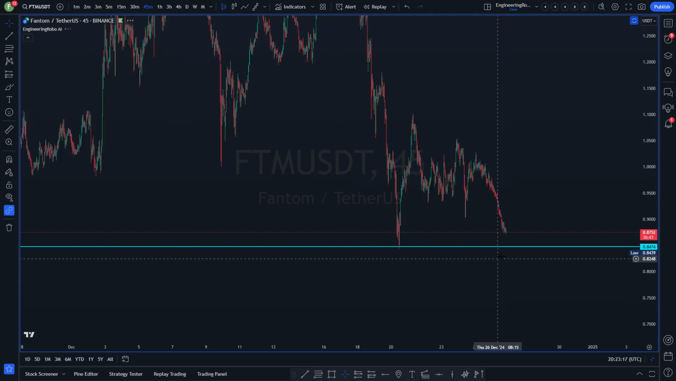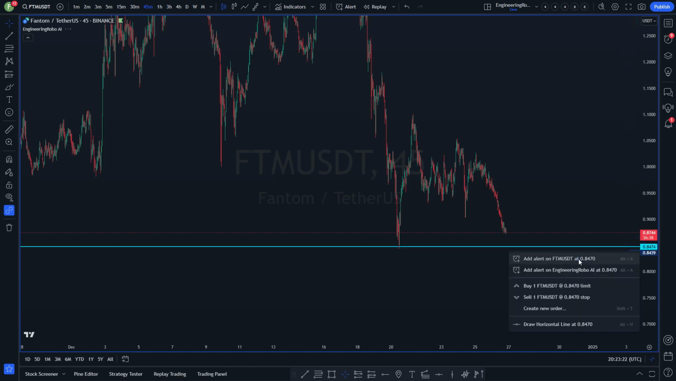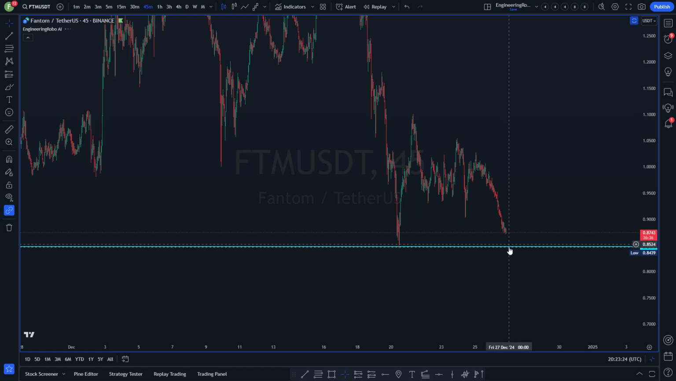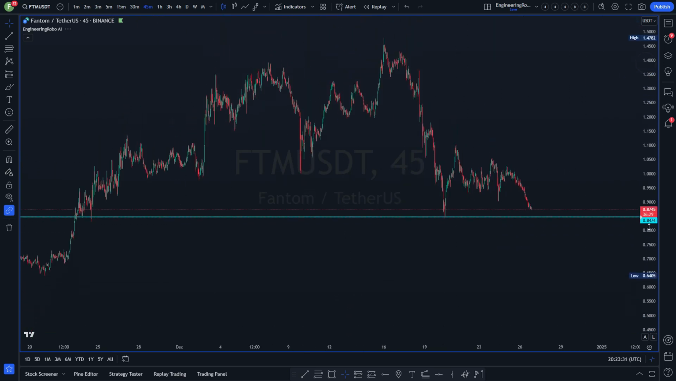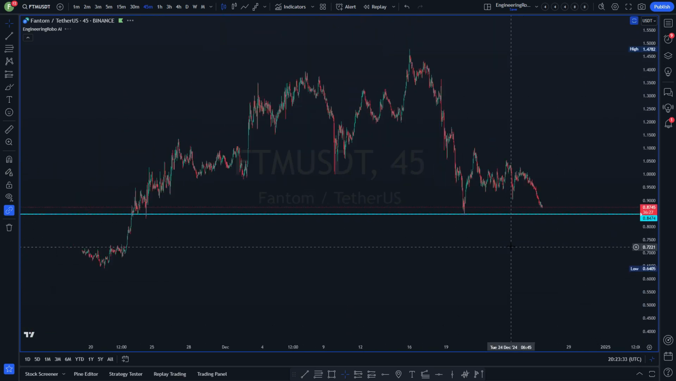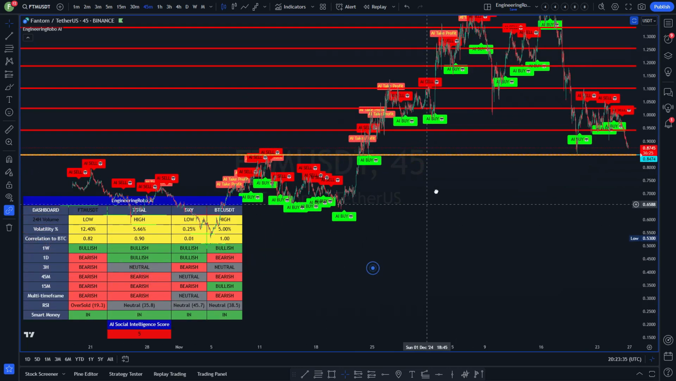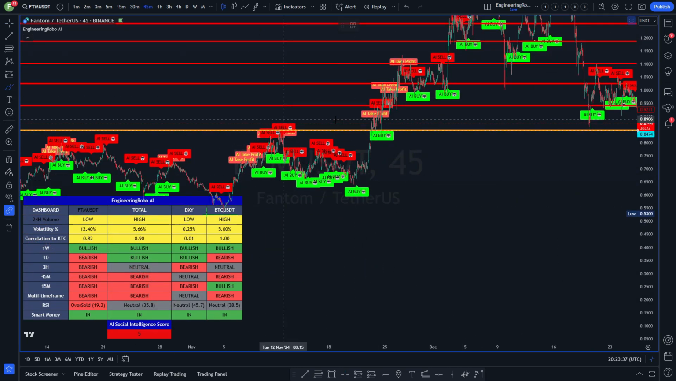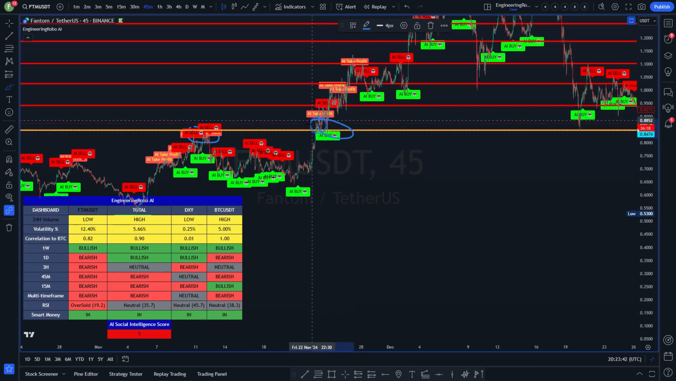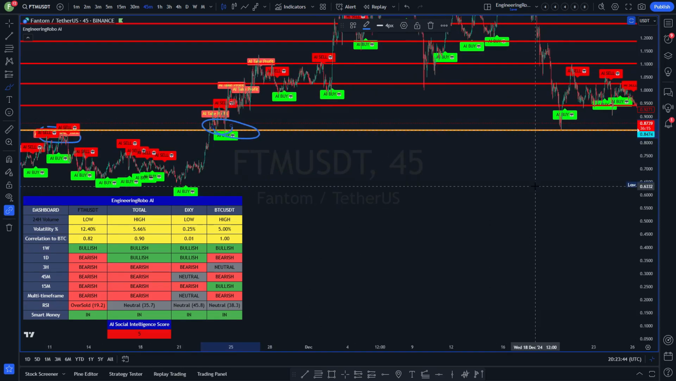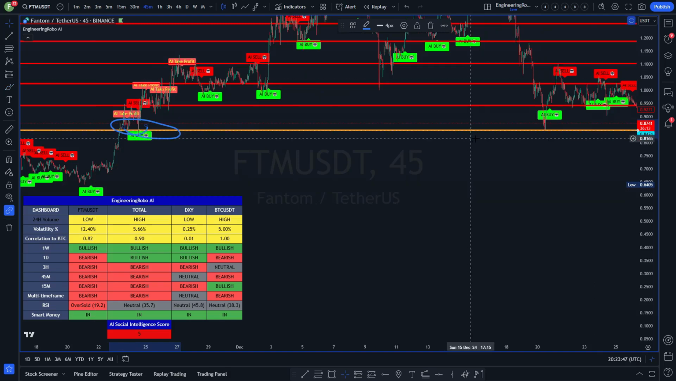So in my mind, I'll be setting an alert around here. I'll do that now, in fact. And we'll see what happens when price gets around to this area. So we'll take a look to see if the AI social intelligence score would have changed. We'll see how price would react around these previous highs and this support zone here. So yeah, looking forward to what this coin does.